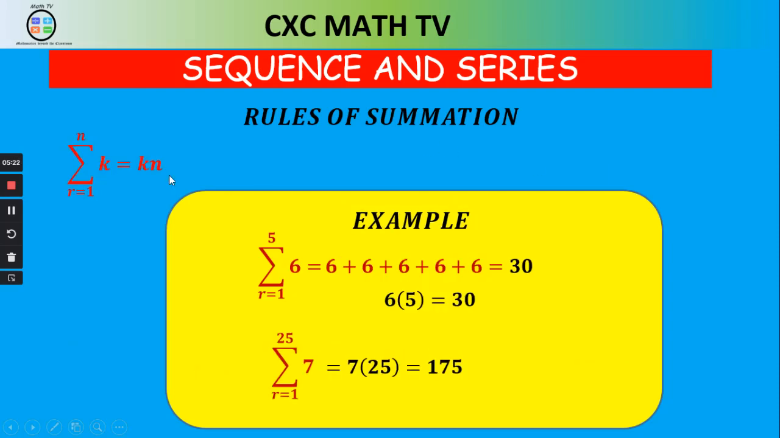Now the next rule you must know is that the sum from 1 to n of k is kn. So, for example, we're adding the sum from 1 to 5 of 6. Notice if you plug in, when r is 1, you get 6, r is 2, 6, r is 3, 6, because there's no r to put in the function, right? Then when r is 4, 6, when r is 5, 6. You add 6 5 times, you get 30. Notice it's just 5 times 6. Notice if you add 7 25 times, it's just 7 times 25, which is 175.